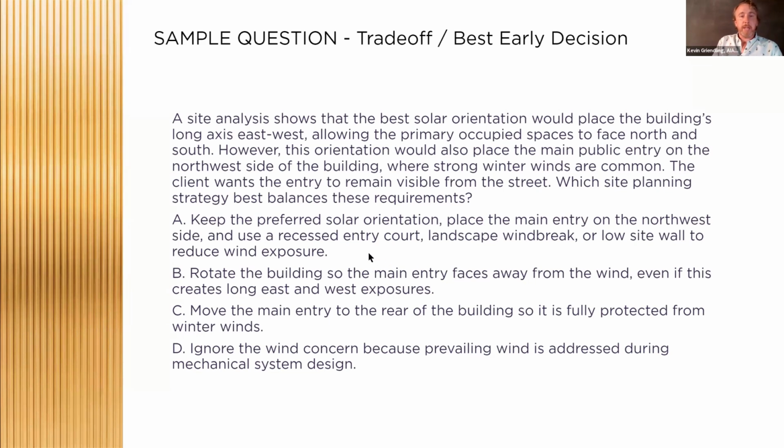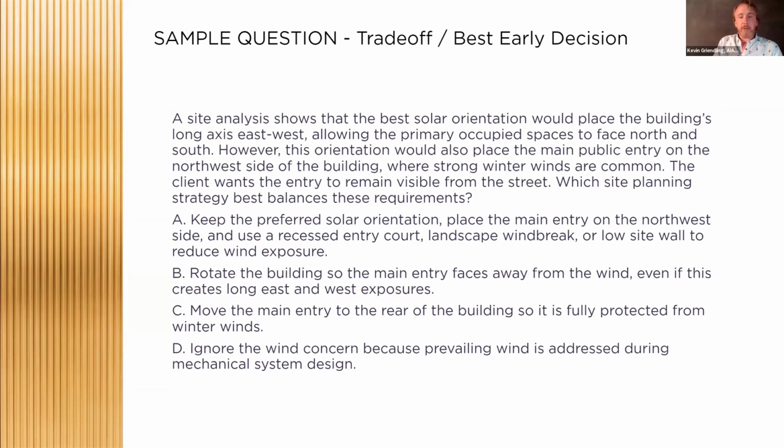The options are to keep the preferred solar orientation and place the main entry on the northwest side by using a recessed entry court, landscape windbreak, or low site wall to reduce wind exposure. You could rotate the building so the main entry faces away from the wind, even if this creates long east and west exposures.